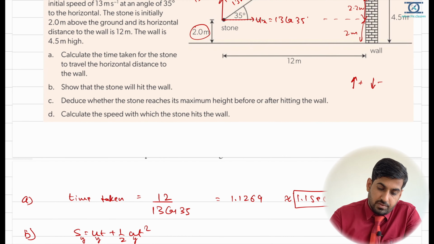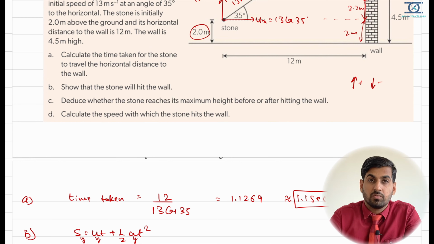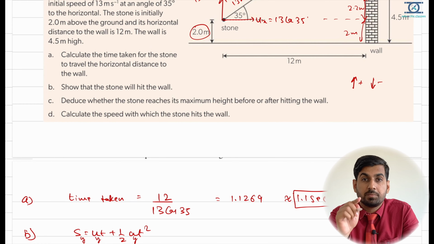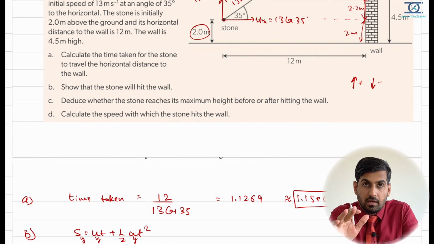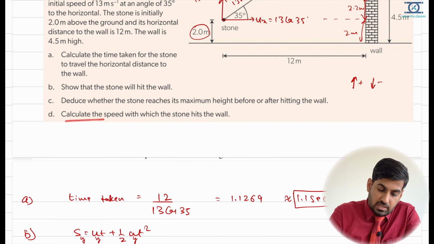Calculate the speed with which the stone hits the wall. Now be very careful, it is mentioning speed. So when the question says speed, no need to calculate the direction, no need to find out the angle, because they just want the magnitude. But instead of speed, if it is written as velocity, then you have to give the direction.